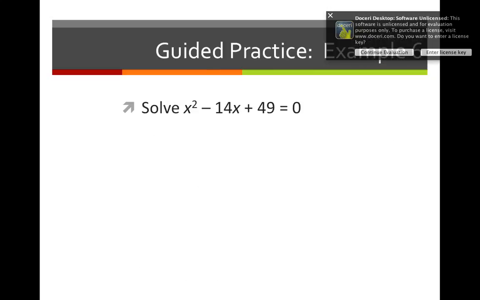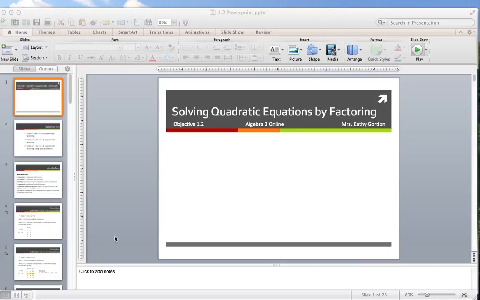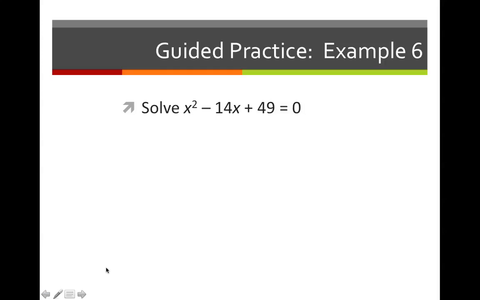Alright, go ahead and give one a try. We've got x squared minus 14x plus 49 equal to 0. Try to use a special pattern to make the factors that you need. Give it a try and come back when you're ready to check. Alright, so in this case, we end up with x minus 7 quantity squared. That equal to 0 gives us a solution of x equals 7.